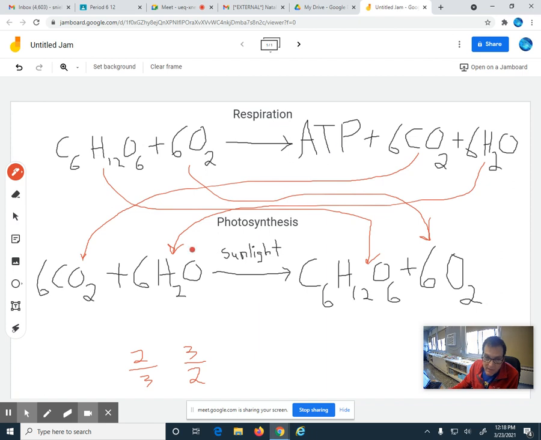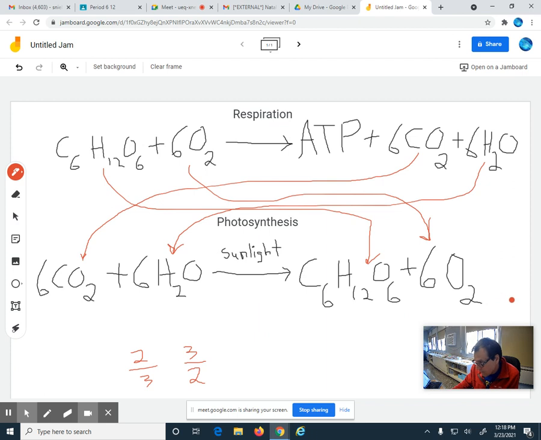Again, some people put sunlight on the left. Here's my explanation of what I was talking about before. And that makes it easier because you could say, hey, wait, energy, carbon dioxide, water. And if energy is here, you can see all three things on the left. Makes it easier to understand. But technically, sunlight belongs here. So energy, energy. Okay? And that's it. That's the relationship between respiration and photosynthesis.